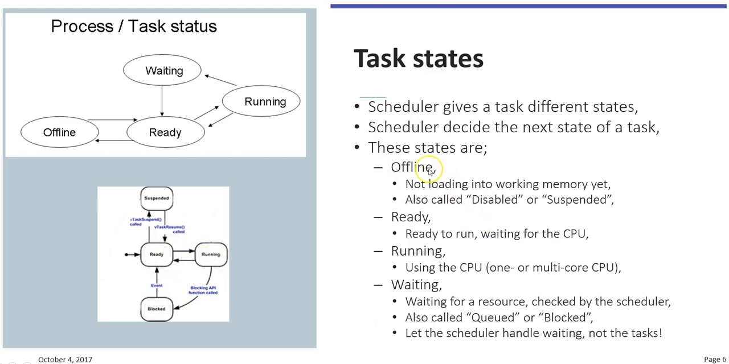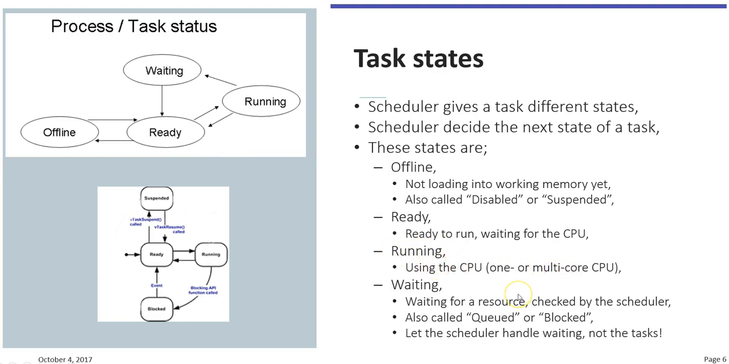So the states are offline. That means you are not loaded into memory yet. You are in a secondary memory device, disk, or somewhere out of the reach of the CPU, but it can be loaded into memory, and then it's ready. Then when actually using the CPU, you are in the running state.